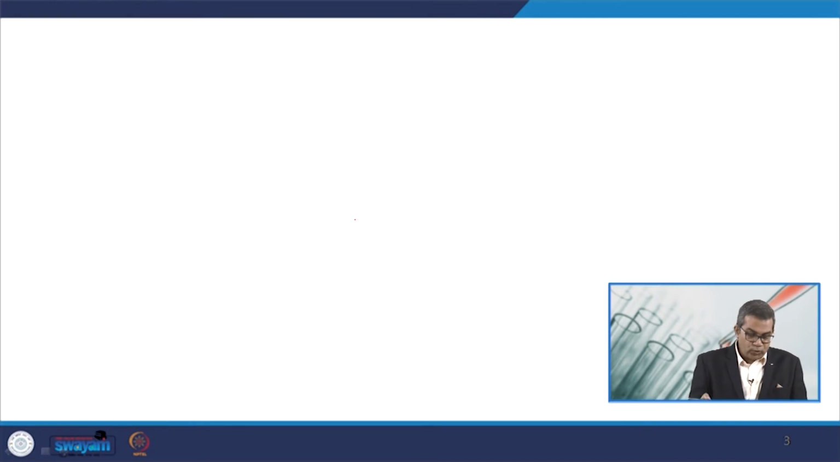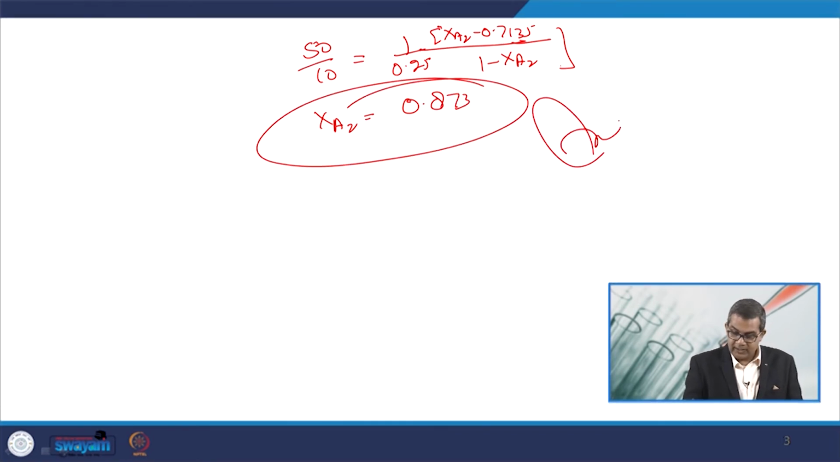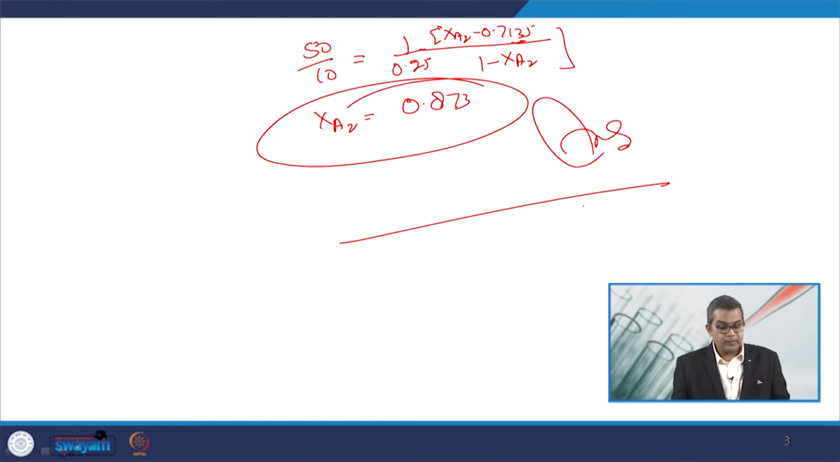Now if we substitute all the values, it becomes 50 upon 10 is equal to 1 upon 0.25 into XA2 minus 0.7135, already found, upon 1 minus XA2. Now if we solve this, XA2 comes out to be 0.873. So this is my answer to this particular problem.